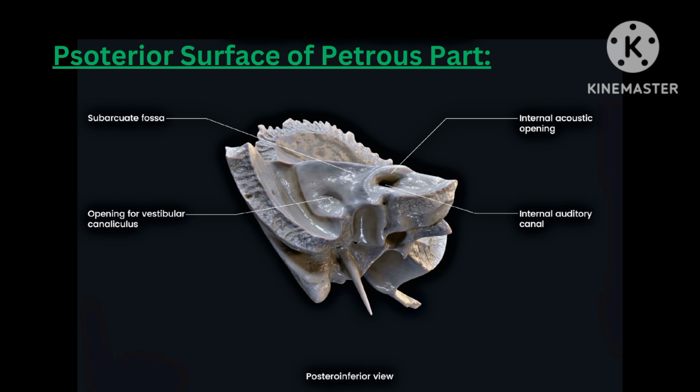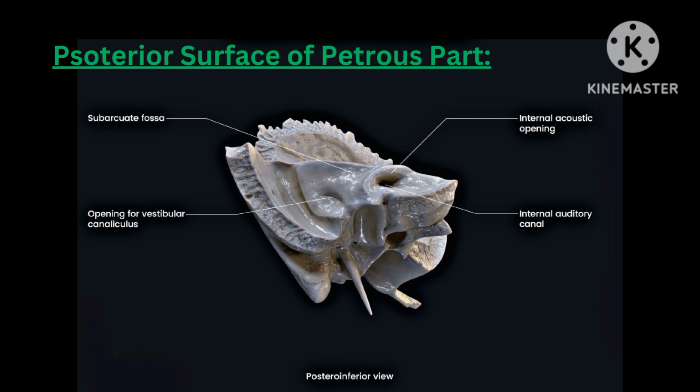The internal acoustic opening is a small opening at the beginning of the internal acoustic meatus, or internal auditory canal. The opening can be seen in the posterior cranial fossa of the skull. The internal acoustic meatus runs laterally into the petrous part of the temporal bone. Its content includes components of the facial nerve and vestibulocochlear nerve, cranial nerve 8, the vestibular ganglion and the labyrinthine artery.